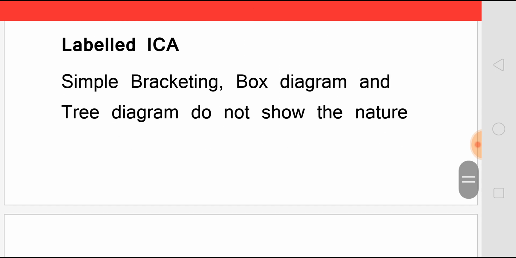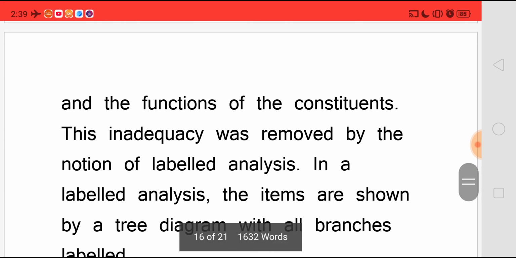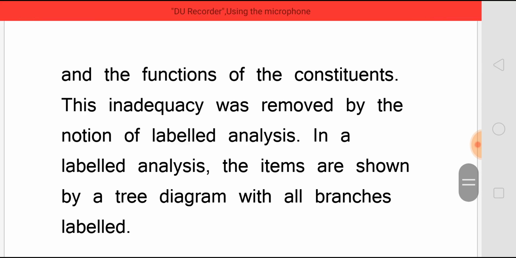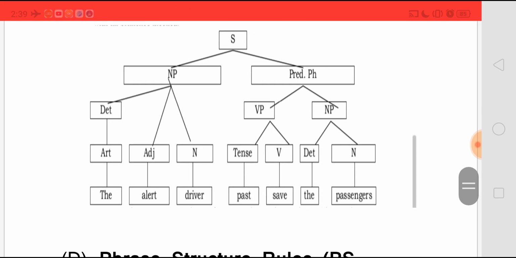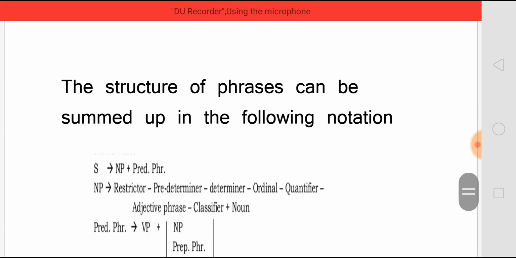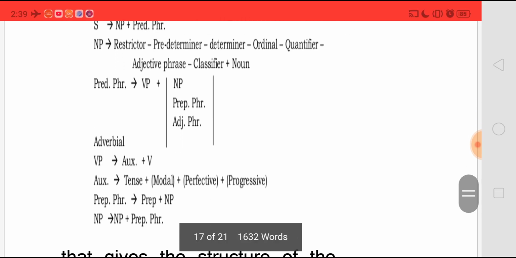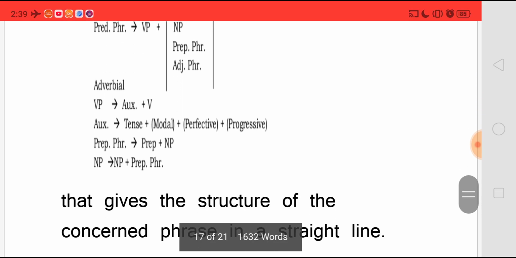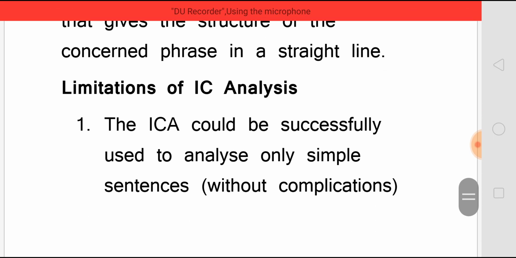Simple bracketing, box diagram, and tree diagram do not show the nature and functions of the constituents. This inadequacy was removed by the notion of labeled analysis. In a labeled analysis, the items are shown by a tree diagram with all the branches labeled like this. And then we have the structure of phrases, which can be summed up in the following notation like this. And this gives the structure of the concerned phrase in a straight line.